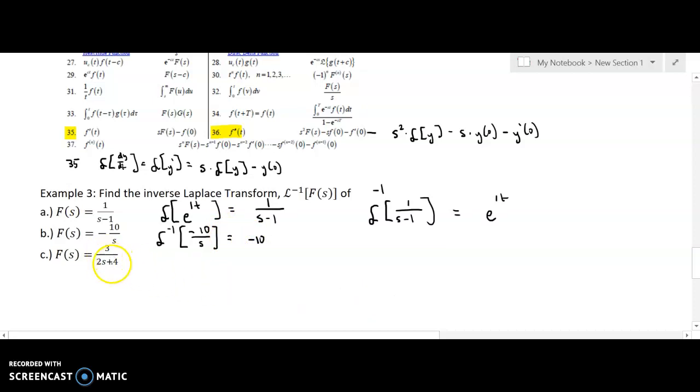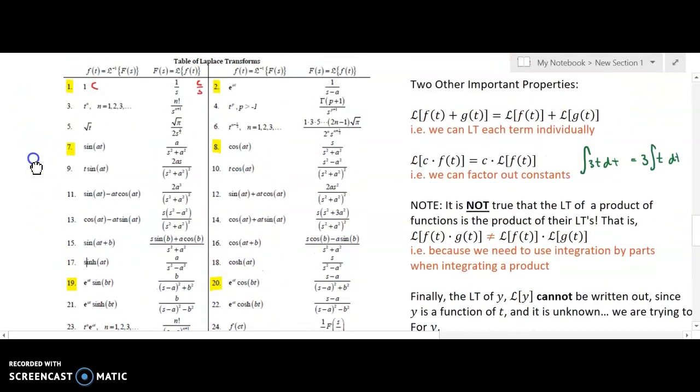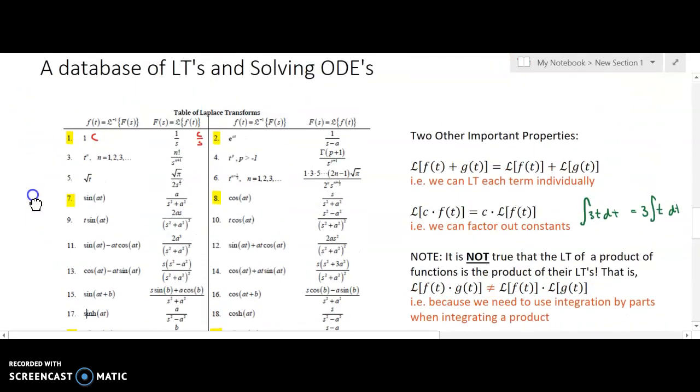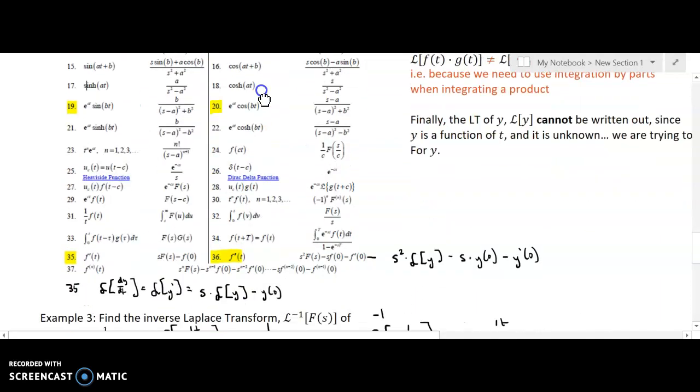For part C, this looks a little trickier. Notice that it does have that constant over s plus or minus something. There's no other function that has just a constant in the numerator and s plus or minus something in the denominator without the s being squared. So like here, you can't really look at 7 or 8 because those contain squares of s in the denominator. That's not the same thing as just having s in the denominator.